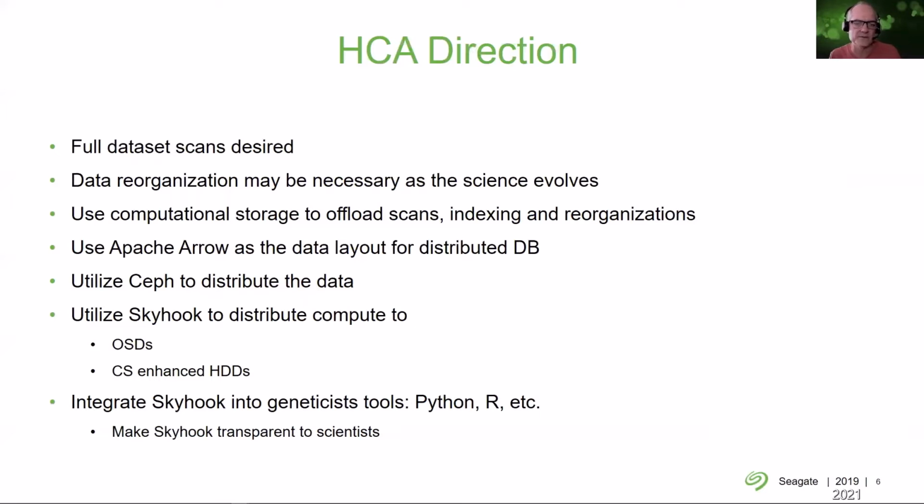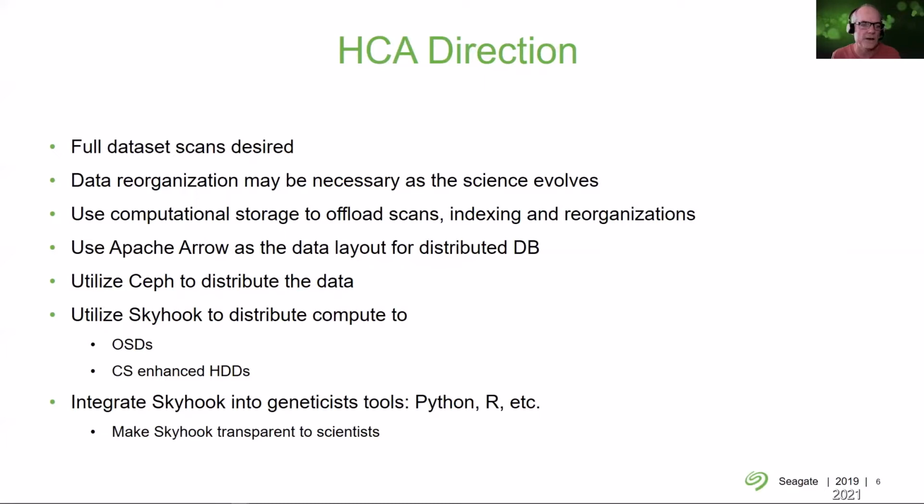Data reorganization may be necessary as the science evolves. So as the questions change and they want to be able to look at the data in different ways, with differing metadata being attached to cell samples, the data reorganization is going to be necessary. So we want to use computational storage to offload these scans and indexing and reorganizations.